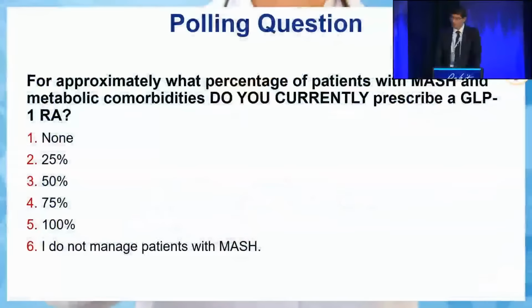Great, thank you. It's a polling question for you. For approximately what percent of patients with MASH and metabolic comorbidities do you currently prescribe a GLP-1 receptor analog? None, 25%, 50%, 75%, 100%, and I do not manage patients with MASH.